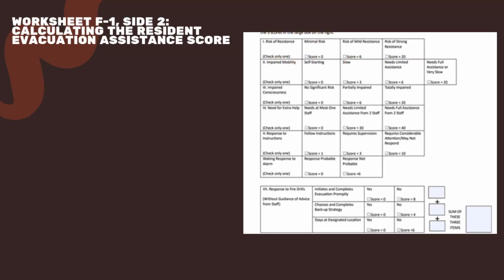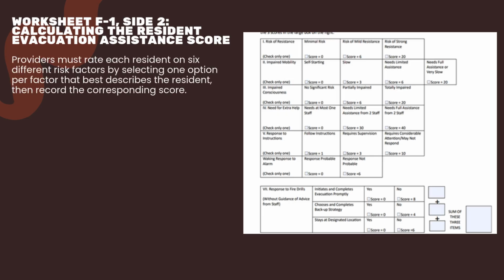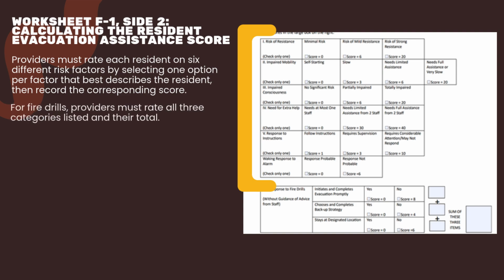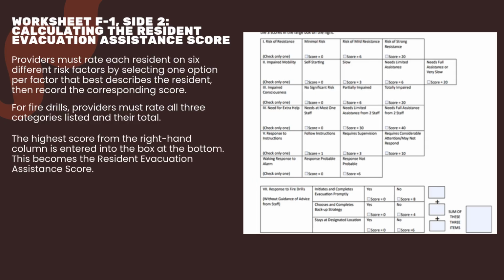On Worksheet F1 Side 2, providers must rate each resident on 6 different risk factors by selecting one option per factor that best describes the resident, then record the corresponding score. For fire drills, providers must rate all 3 categories listed and their total. The highest score from the right-hand column is entered into the box at the bottom. This becomes the Resident Evacuation Assistance Score.